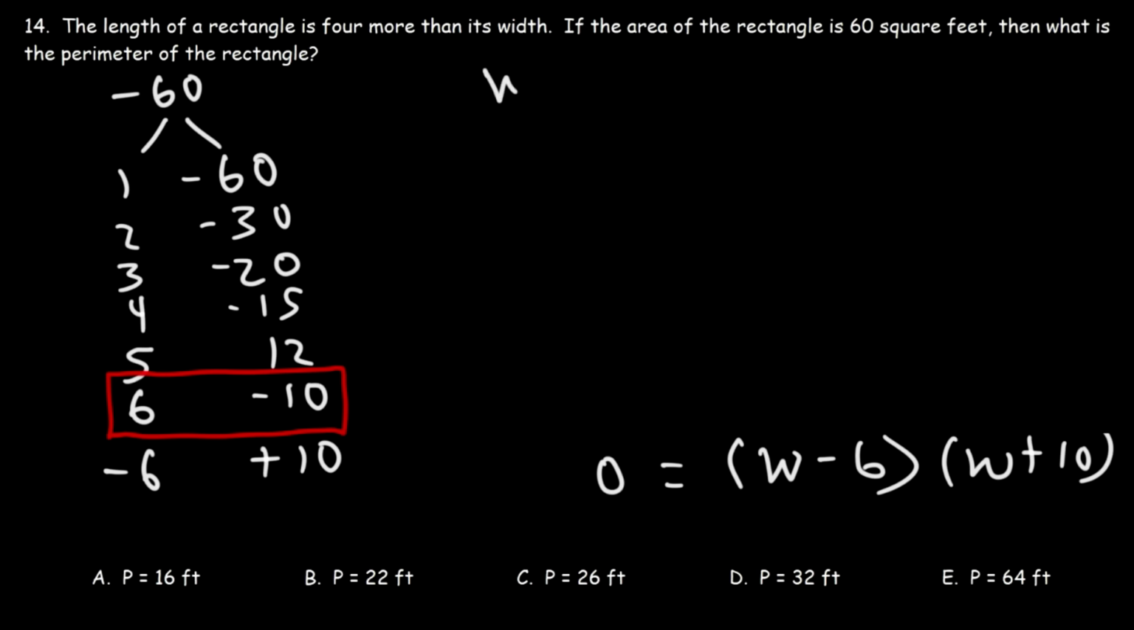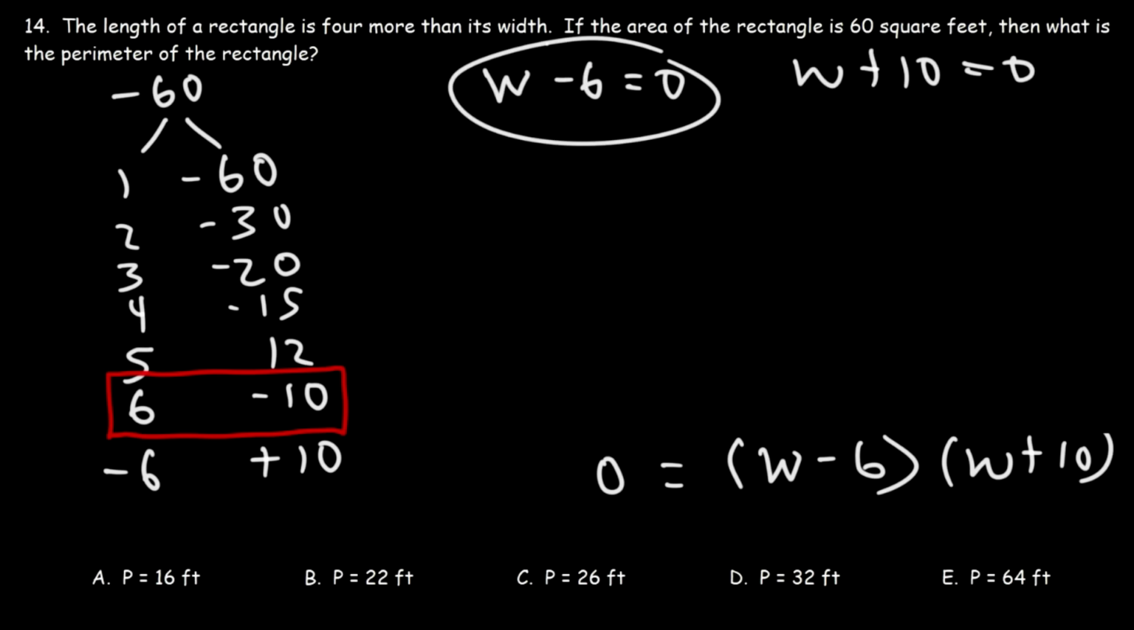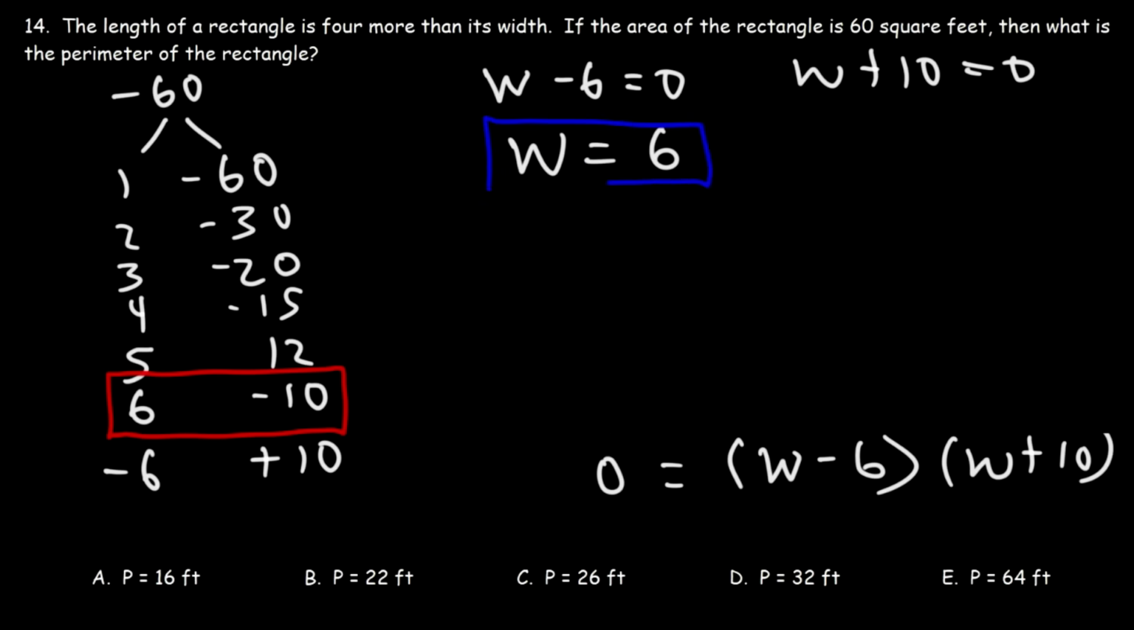So now we can set each factor equal to 0. Looking at the first one, W minus 6 is equal to 0. If we add 6 to both sides, we can see that W is equal to positive 6. For the second one, if we subtract both sides by 10, W is equal to negative 10.